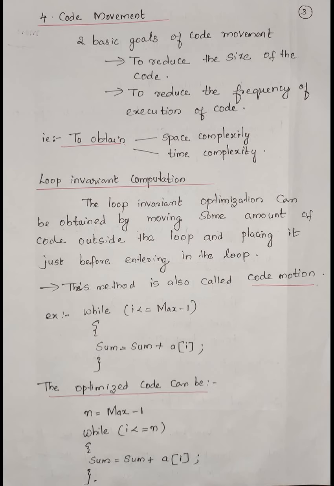See the example: while I less than or equal to max minus 1, sum is equal to sum plus a of I. So max minus 1 is inside the loop. We can do optimization by putting max minus 1 outside the loop. See the example, how optimization is done.